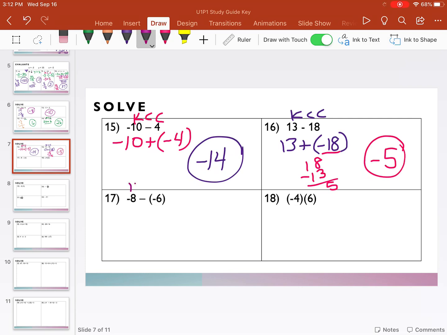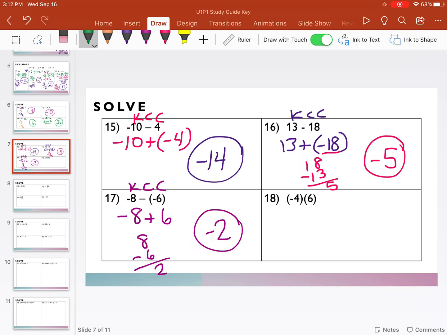Number 17, again, a subtraction problem, so keep, change, change. I get negative 8 plus positive 6, different sign, subtract. So I am going to take 8 minus 6, which gives me 2. The bigger number was the negative 8, so negative 2 for my answer.